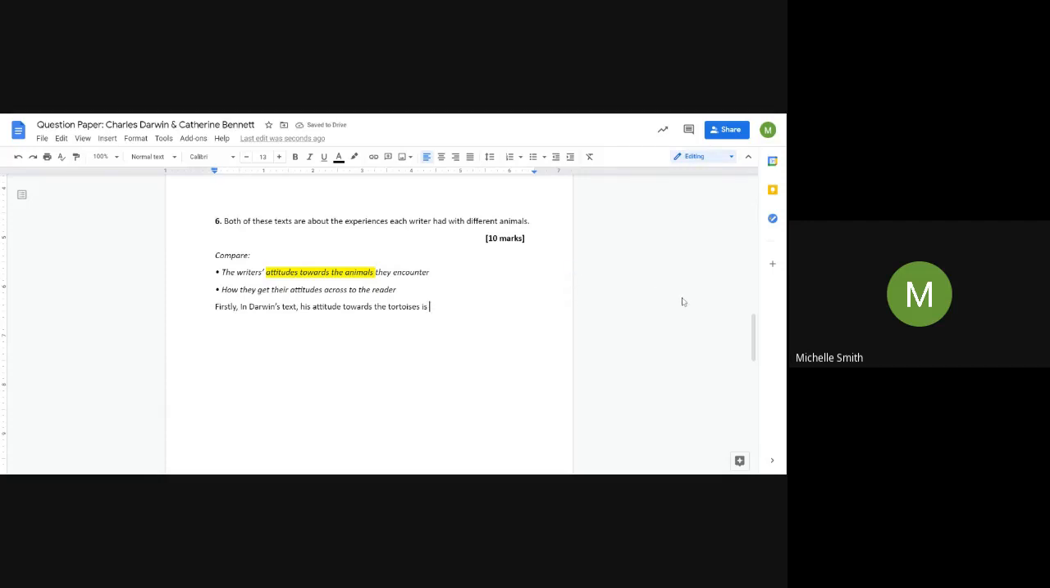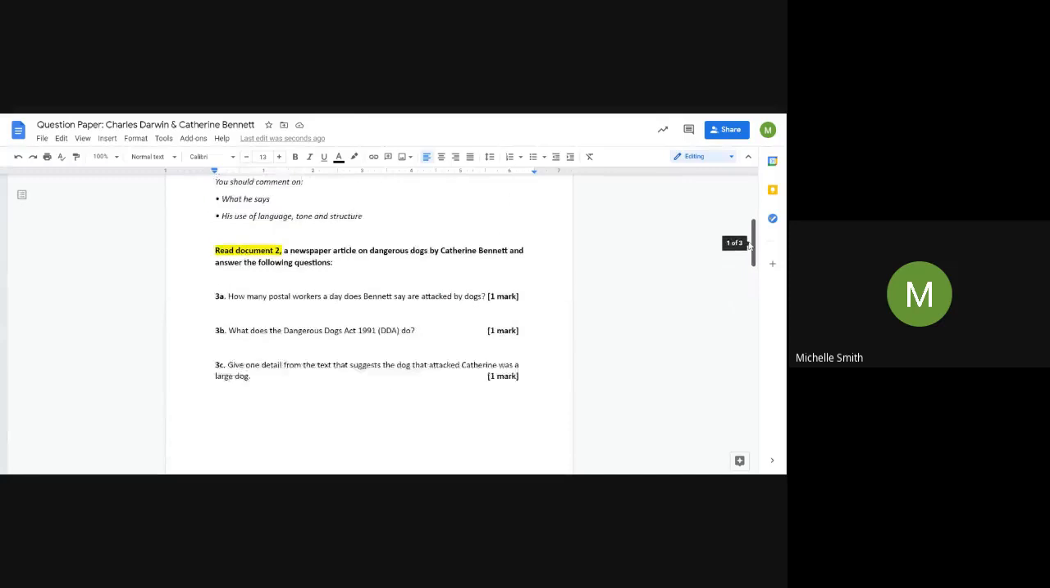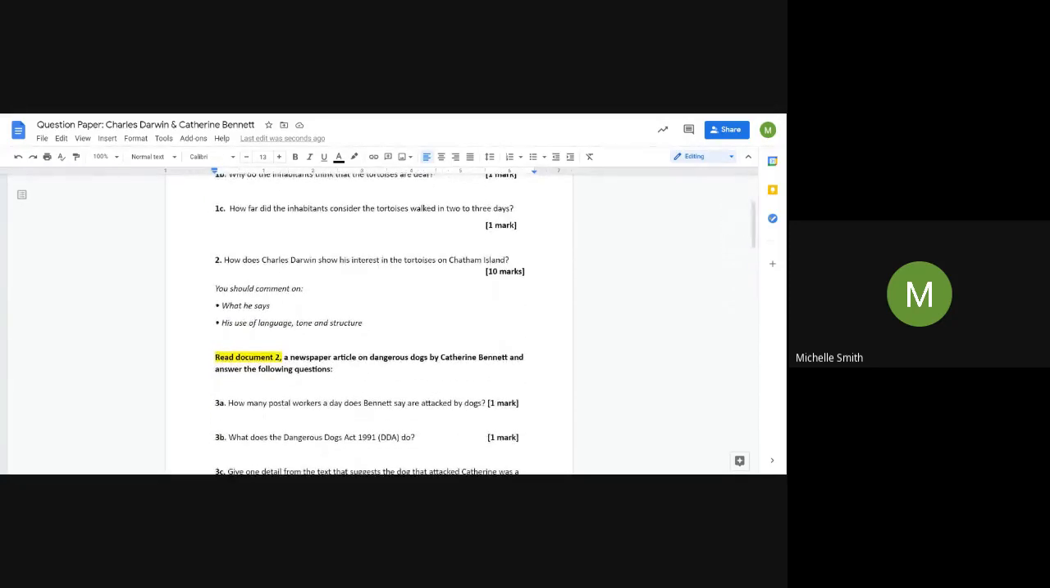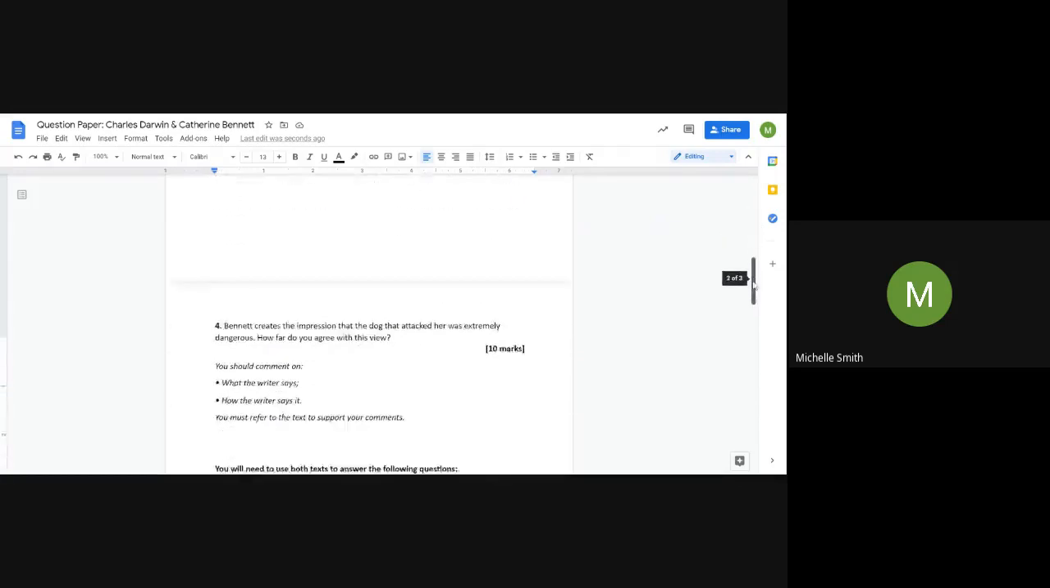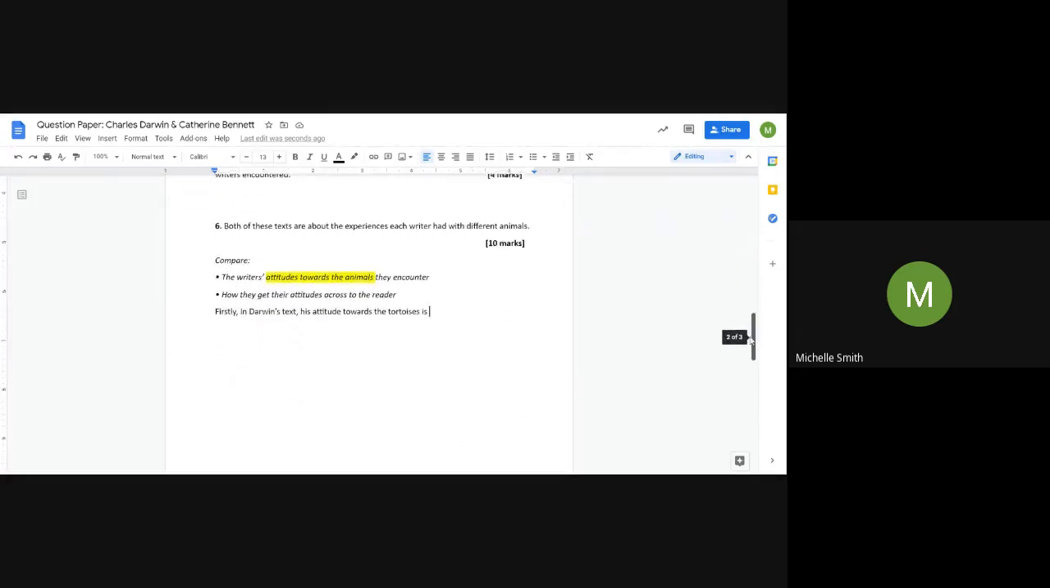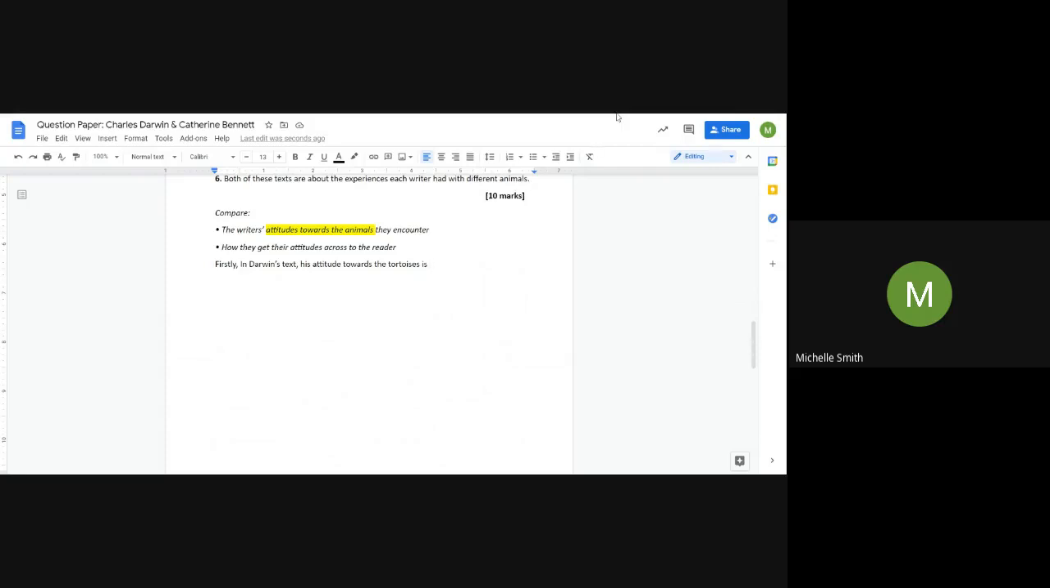Well, if I have a look back at the answers that I did for question 2, if you've done question 2, this will be really helpful for you too, because it was how does he show his interest in the tortoises? So we know that he's interested in them. So whatever we wrote for this one, can we use it again for question 6? Yes, we can. Now, if I have a look back at what I wrote, you can't see this, I put that Darwin is intrigued and interested or fascinated by the tortoises.